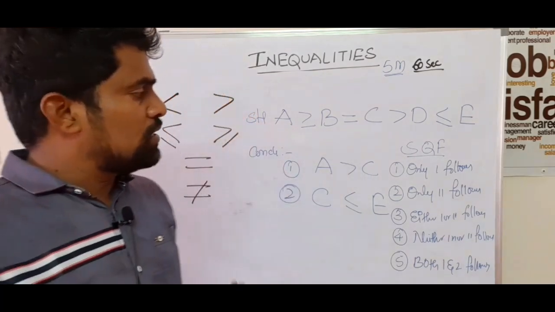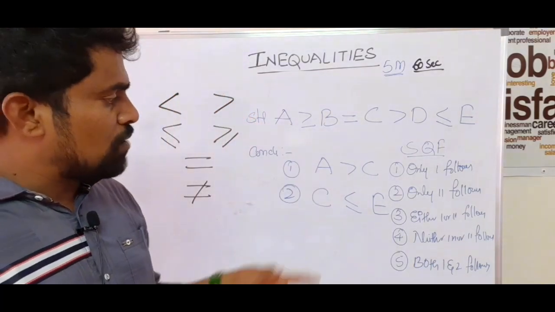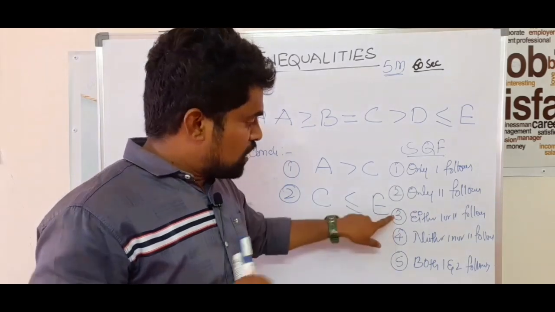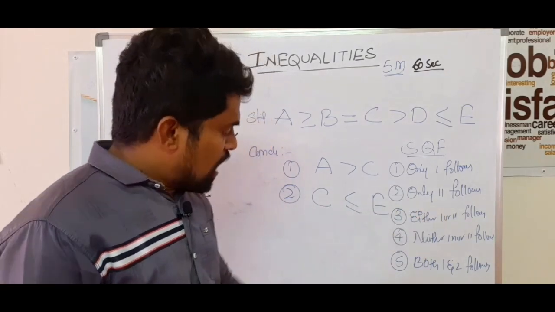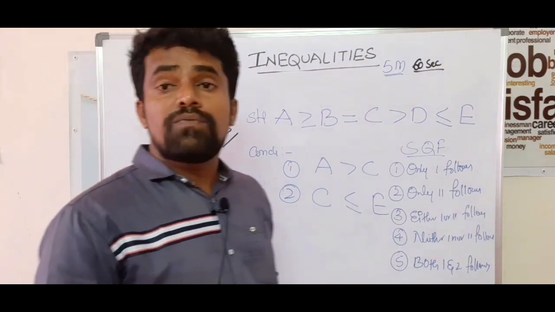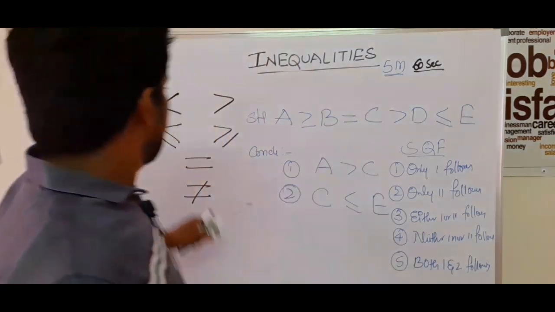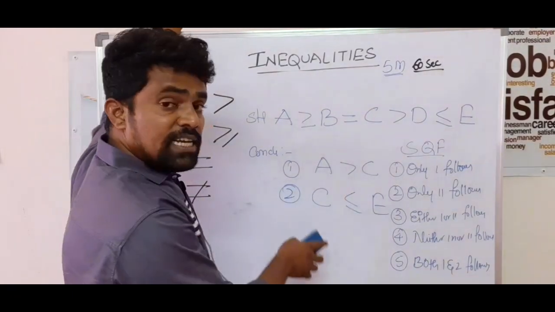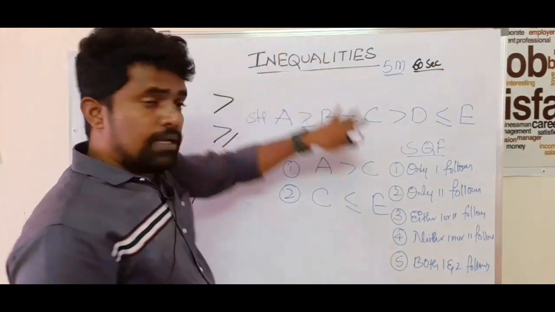Option number 1, only 1 follows. Option number 2, only 2 follows. Option number 3, either 1 or 2 follows. Option number 4, neither 1 nor 2 follows, and option 5, both 1 and 2 follow. Okay, right. So is it clear? Is it clear, guys?